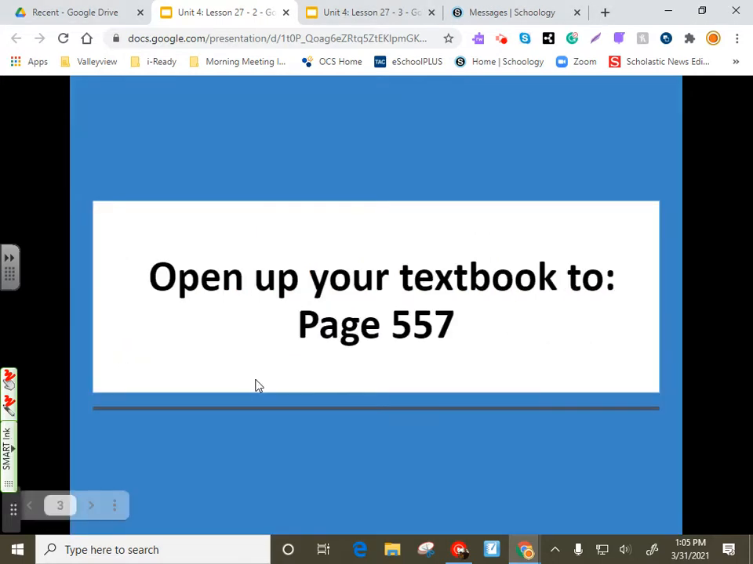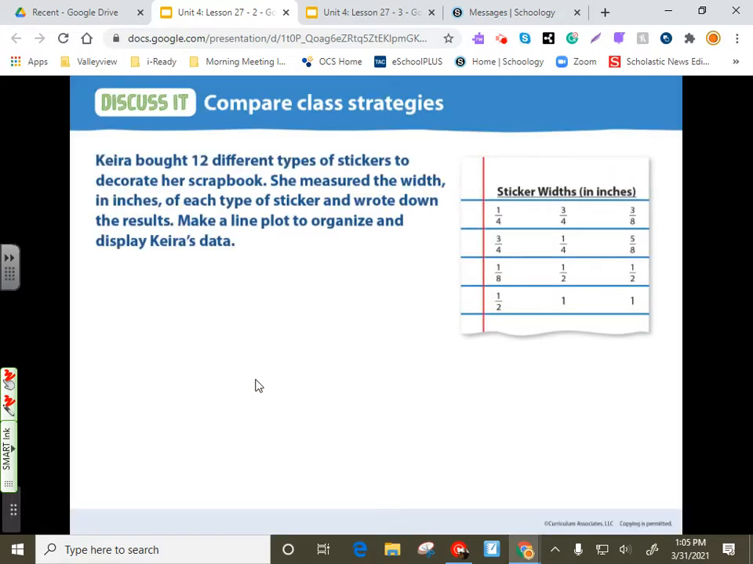All right, so turn to page 557. We're going to be going over this situation where we have some stickers and a person has measured the width of them, and we have to make a line plot based on this. Line plots are fairly simple to make if you follow a nice routine, stay organized, and take your time. This is not something you can really rush through. If you do, you're going to have one or two errors, and that's going to throw off the actual purpose of the line plot.